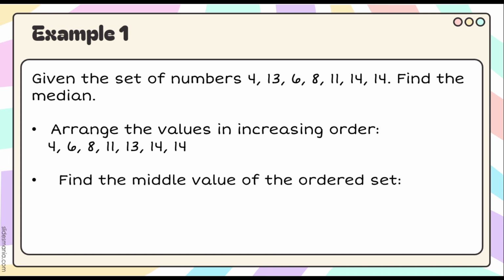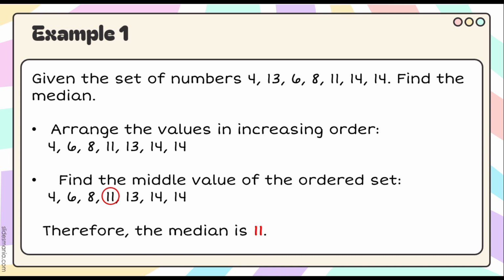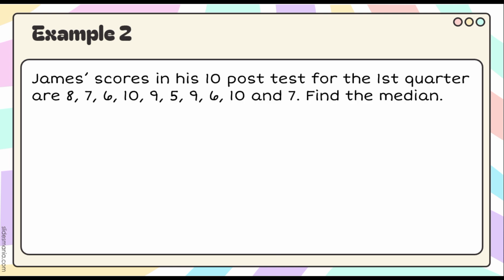Second, we have to find the middle value of the ordered set. Since we have done arranging the values, we find the middle value of the ordered set. Since the number of values we have is odd, simply the middle value is our median. Therefore, the median is 11. Okay, let's have another example in solving for the median.